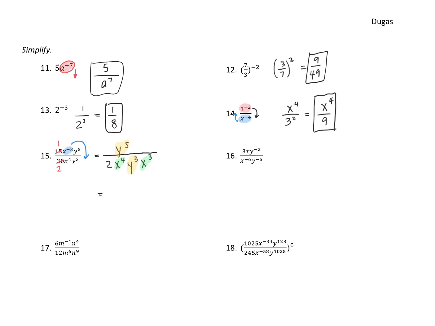Okay, so there are more y's on the top, so we would subtract 5 minus 3 and get 2. And since there are more on the top to begin with, that's where they will be left. On the bottom, I have a 2, and then I have x to the 4th times x cubed, and I'm going to add those exponents since they're both on the bottom, so I'll get x to the 7th. And that's as much as I can do.